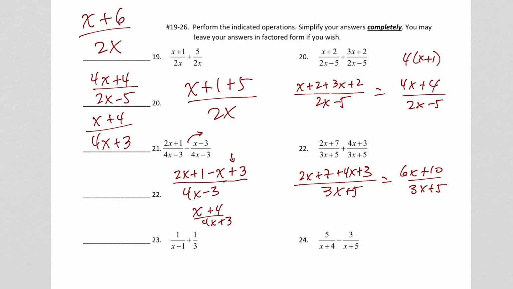But the top is factorable, and we have to factor it because it's going to help. We take out a 2, and we have 3x plus 5 over 3x plus 5. And now this entire thing cancels. So the final answer is just 2.